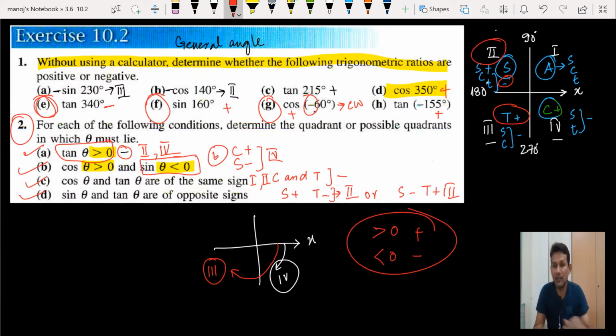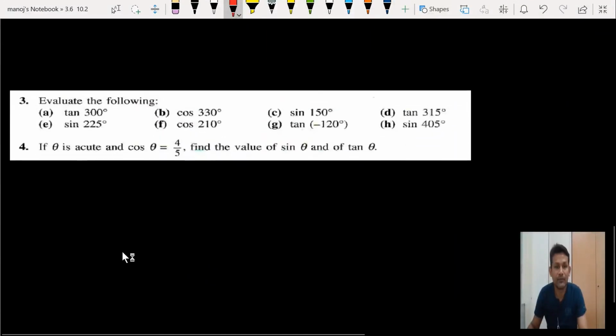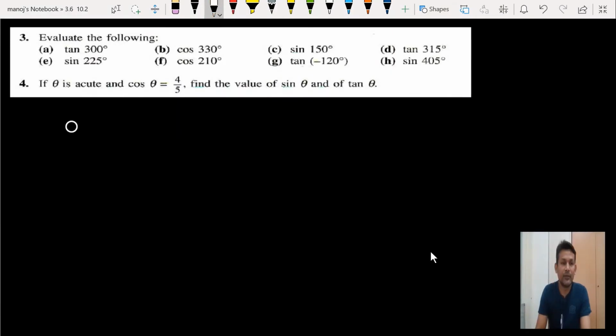Okay, let's see question number 3. When you start question number 3, remember one thing. When an angle like 300 degrees is given, or 330 degrees, 150 degrees, 315, 405, first of all you have to take out the basic angle. These are all general angles.